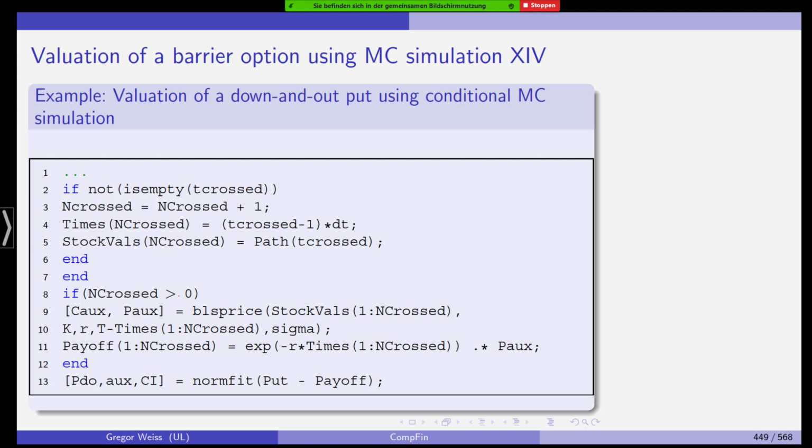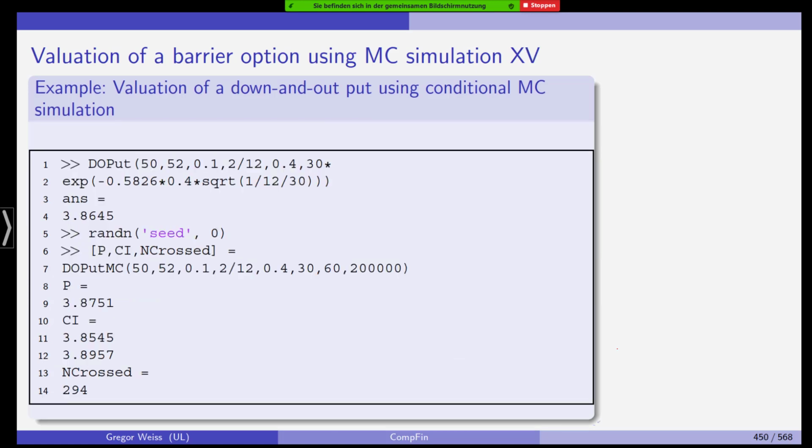If N crossed is larger than 0, then use the Black-Scholes price, and then again you need to discount this Black-Scholes price, and then we have the payoffs, we have the prices of the down and in put, and we're actually interested in a down and out put. So remember that the down and out put is the put minus the down and in. So put P minus down and in gives us the down and out put. So actually we are using the equation for the down and out put and using these results for the down and in put to price the down and out put.